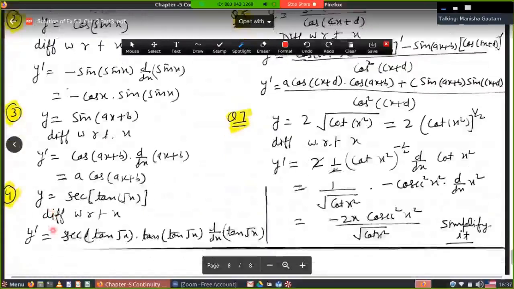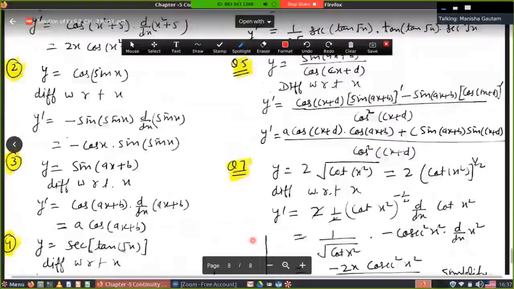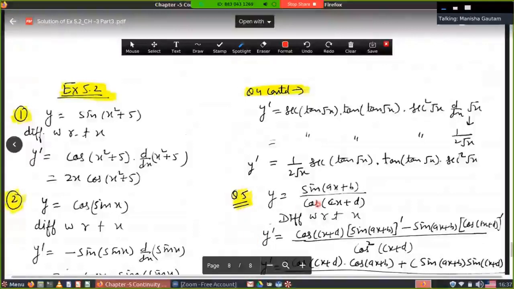Fourth question. Y is equal to secant of tangent root x. Now here t is tangent root x. First of all, the derivative of secant t is secant t into tangent t, and the derivative of t again, tangent root x. Now you can see here, y dash will be equal to secant t, tangent t, secant squared root x. Now it is not t again. It means you have to find the derivative of root x. What will you get? 1 upon 2 root x. Other terms are as they are. Now you can write the values. This is the answer.